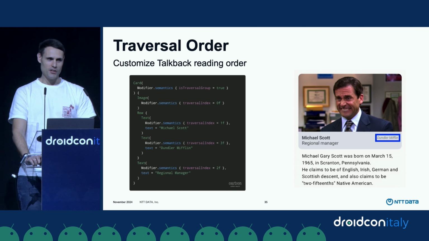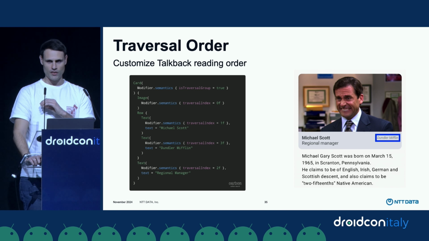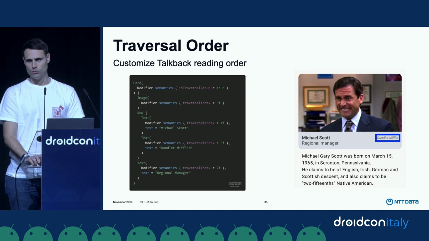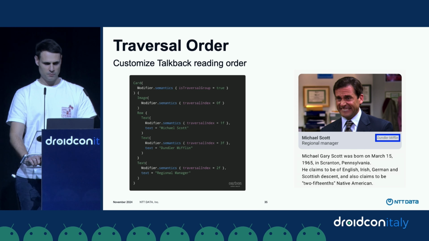There's also another way to do that, because the default value for the traversal index is actually 0. To achieve this behavior, you can just set 1 to the node of Dunder Mifflin, and you get the same behavior. But in my humble opinion, this is the clearest way to reach the same result.